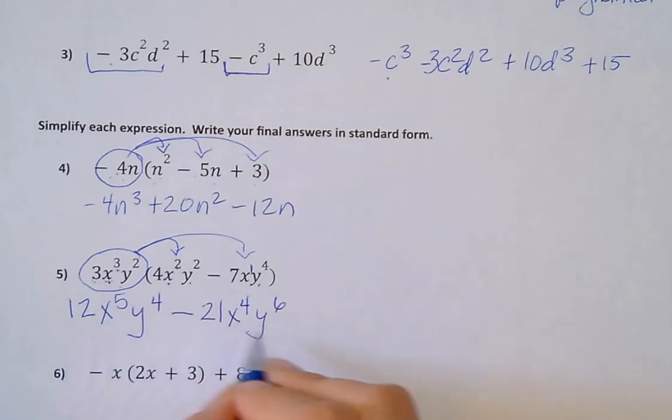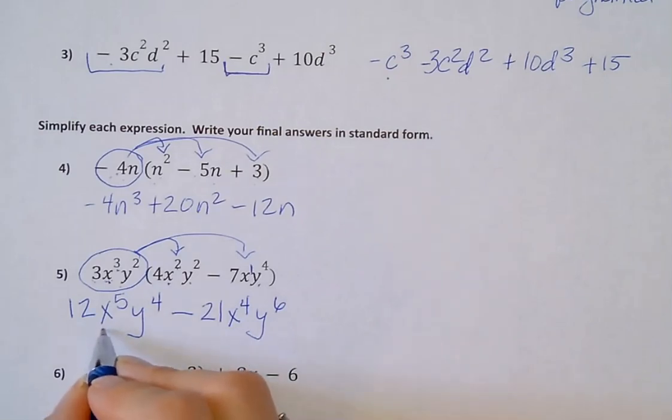So when I look at this, alphabetically, x is first, so I have my highest x exponent in my first term, so I'm going to leave it like that and call that standard form.